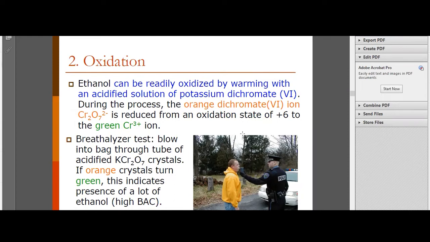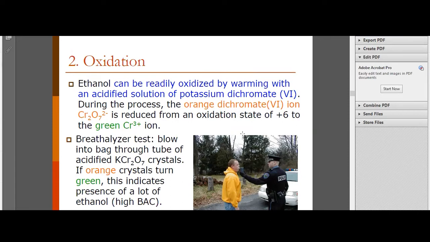The types of oxidizing agents that can be used in the oxidation process are potassium dichromate, K2Cr2O7, whose color will change from orange to green as the oxidation occurs. You can also use acidified potassium manganate, KMnO4, with the color changing from purple to colorless.